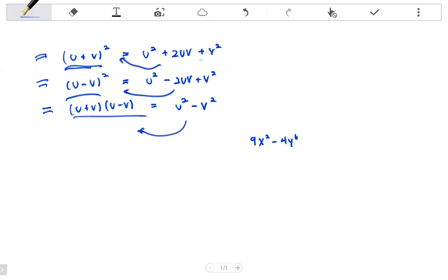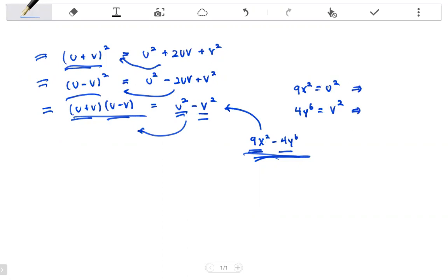But if we look at the products of everything, what does this most go into? Well, we have two terms, right? And this one also only has two terms. So it would fit this form, right? So when we factor this, it should look something like u plus v times u minus v. So we want to look for what u is. Let's look at this equation. It says that 9x squared is u squared, and 4y to the 6th is going to be v squared. So can we solve for what u and v is? I think so.